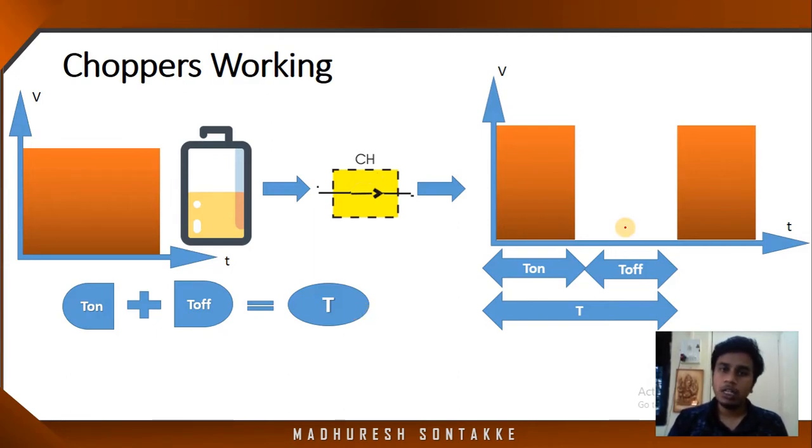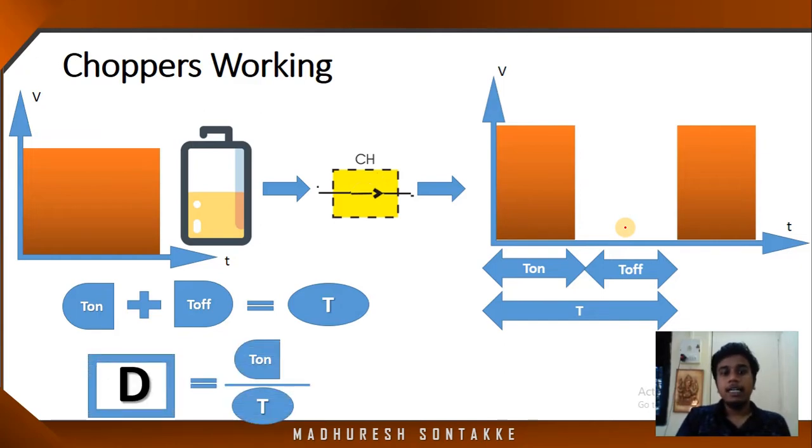Now a new term comes into the picture which is called duty ratio. Now what is duty ratio? By mathematical equation, duty ratio is T on upon T. Which means it is the ratio of T on time to the total time. You may say it is the ratio of the period a switch remains on to the total time period of the switch working. So this is the duty ratio.